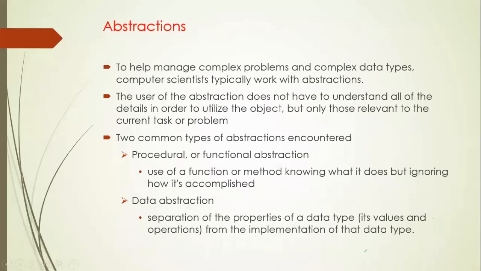So the next topic is abstraction. As we have already seen, abstraction provides some kind of transparency to the other end. When a class contains some private variables, those variables cannot be accessed outside the class. So this is abstraction. To help manage complex problems and complex data types, computer scientists typically work with abstraction.